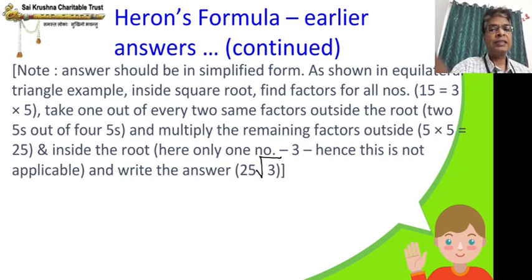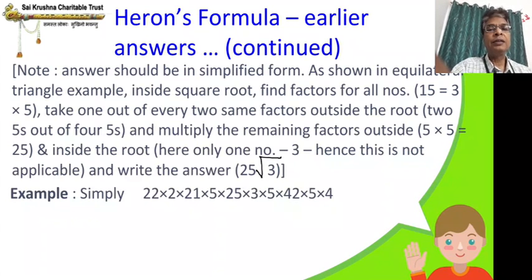Next paragraph I have given an example. Just listen to me: multiply the remaining factors outside, that is 5 into 5, I have taken 2 5s outside, equal to 25, and inside the root there is only one number, 3. So, hence this is not applicable and write the answer 25 root 3. Let us see an example, you will be able to understand.